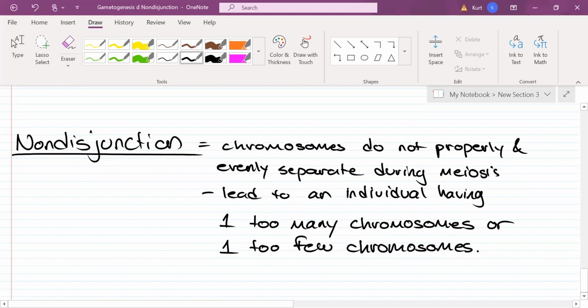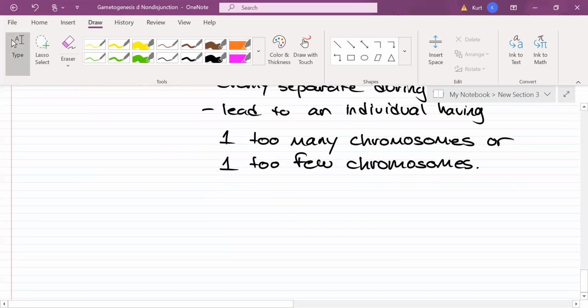There are students at this school that have Down syndrome. It happens a lot. They have one extra in their 21st pair. And then you have some people like my aunt in her sex pair, which for humans is our 23rd and final pair. That's your sex pair. She's missing one. And so that would be one too few.